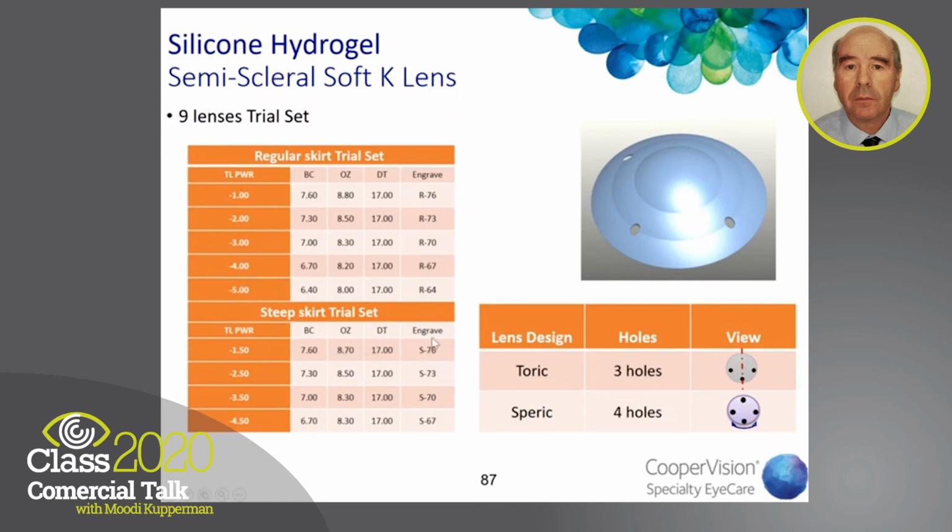And we have the steep lens. We have only 4 lenses. Toric, we have 3 fenestration holes, and for the spheric we have 4 fenestrations also. It is very easy to differ each other. And of course, here the third hole signs the stabilization of the toric lens.